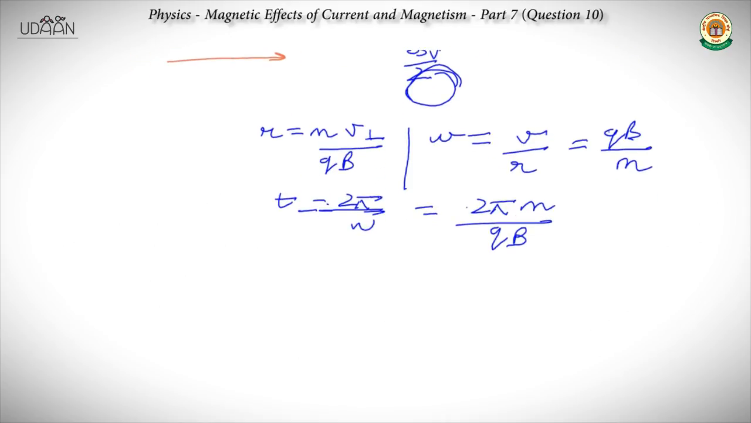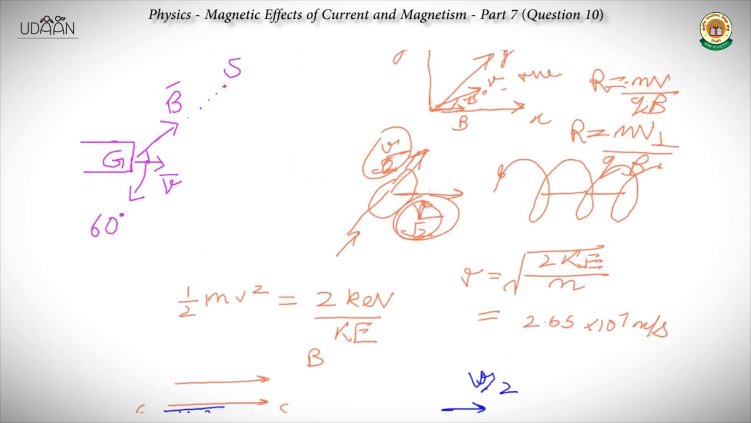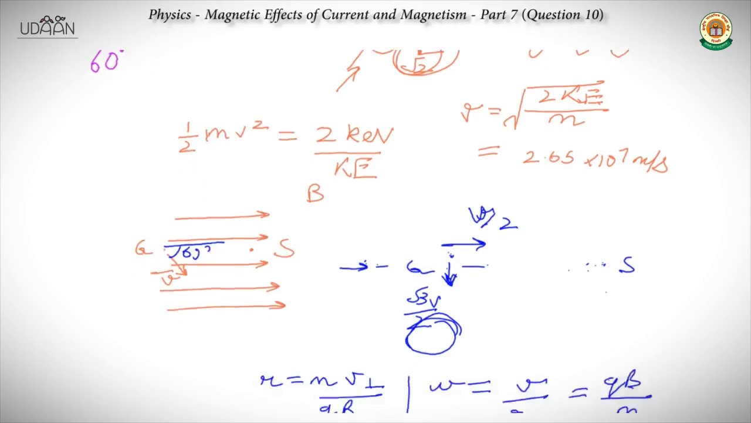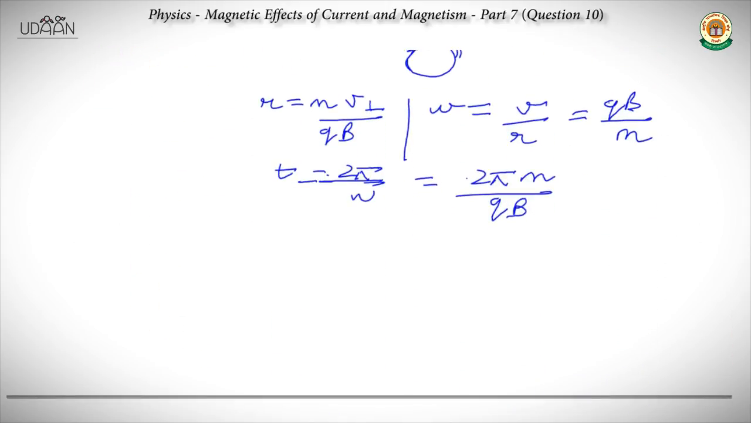So we have seen here that after a time 2 pi m by qB, it completes a whole circle, or basically it comes again to this particular line. So when it comes to this particular line, only then can it hit S. Otherwise it would be somewhere under the plane of the paper and won't be at S. So basically the time that has to be taken should be a multiple of this unit of time.